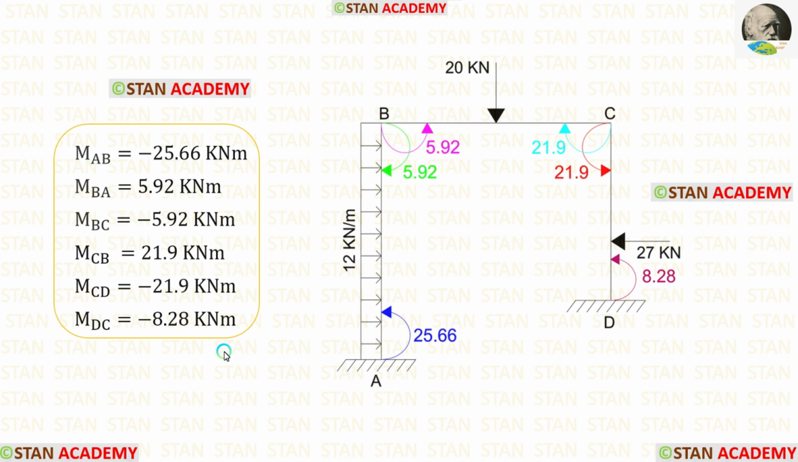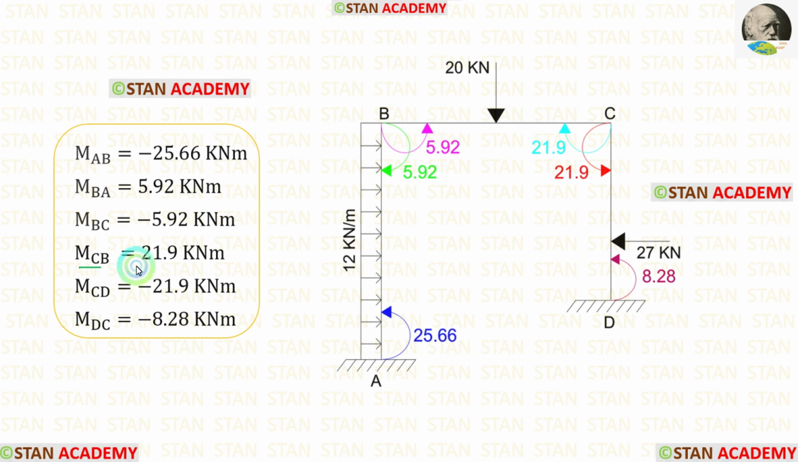In this analysis, we have calculated all of the moments. For MAB, we got a negative value. That means it is acting in the anti-clockwise direction. For MBA, we got positive value. That means it is acting in the clockwise direction. For MBC, we got a negative value. That means it is acting in the anti-clockwise direction.